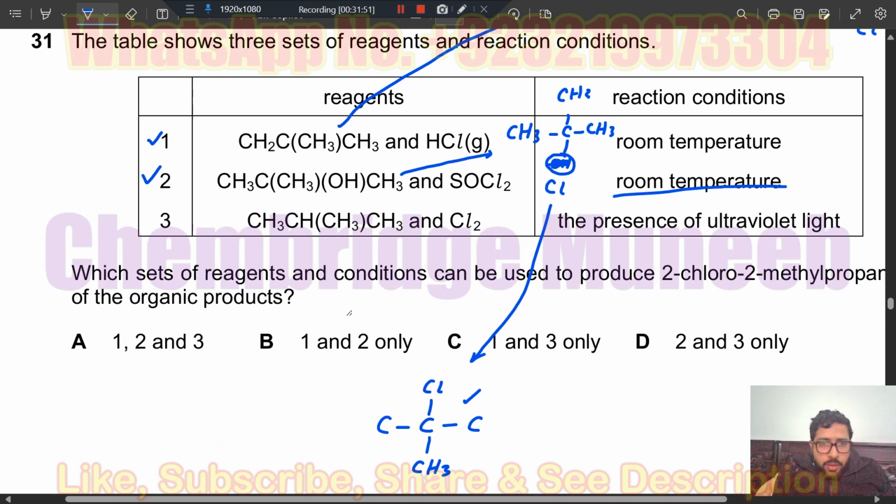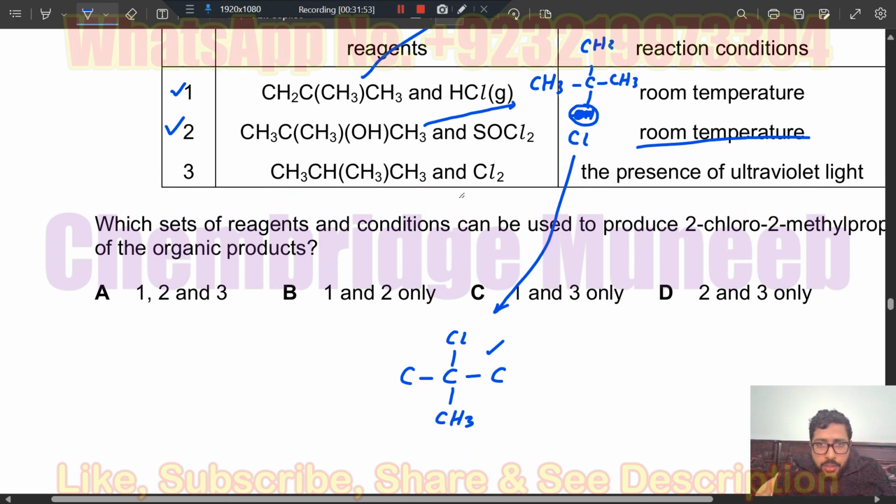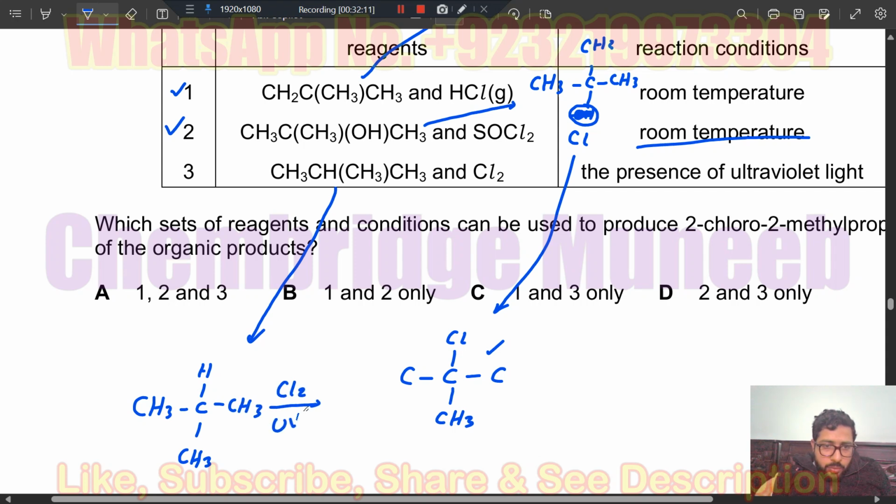The third option says we have a reaction of this compound with Cl2. So I'm going to draw this structure: CH3, then C bonded with H, and CH3, and then CH3. Now when it reacts with the chlorine Cl2 molecule in the presence of UV light, then there is a possibility that any hydrogen of this whole structure can be replaced with a chlorine. It could be any one of these three hydrogen atoms, any one of these three, any one of these three, or in fact it could be this hydrogen as well. So there is a possibility that the chlorine has substituted this hydrogen which I have encircled.